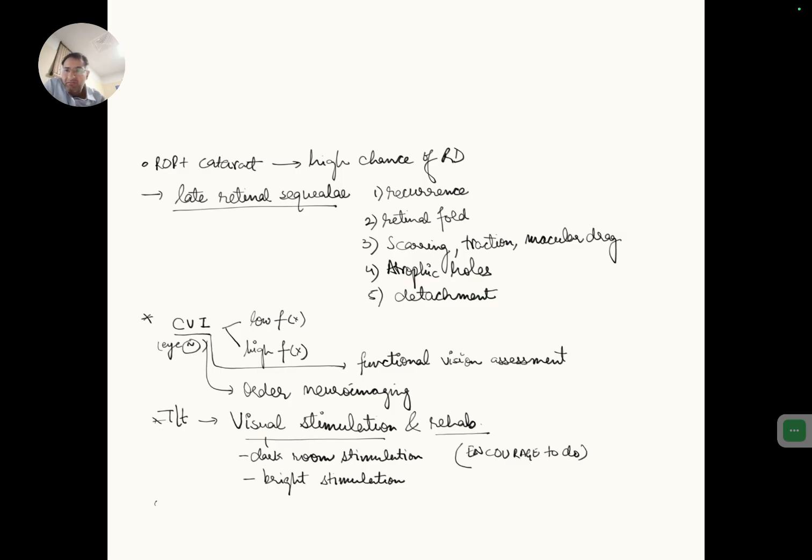What is the treatment for CVI? Visual stimulation and rehabilitation is a must in CVI babies. There is a technique called darkroom stimulation, and this helps in stimulating the eye and in the same way stimulating the brain in response. And the other thing is bright stimulation. We should always encourage our patients to go for the stimulation exercises so that they can be properly rehabilitated, especially the CVI babies, the main DD of ROP.